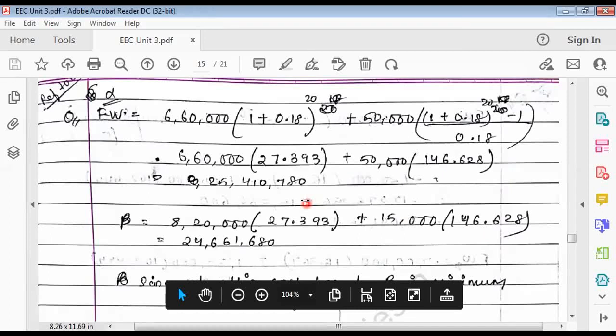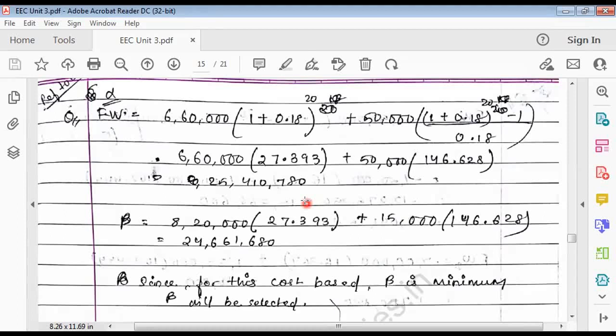Now once you do that, look at the value. For alpha, the value is 2 crore 54 lakhs 10,780. Whereas for beta, it is 2 crore 46 lakhs 61,680.